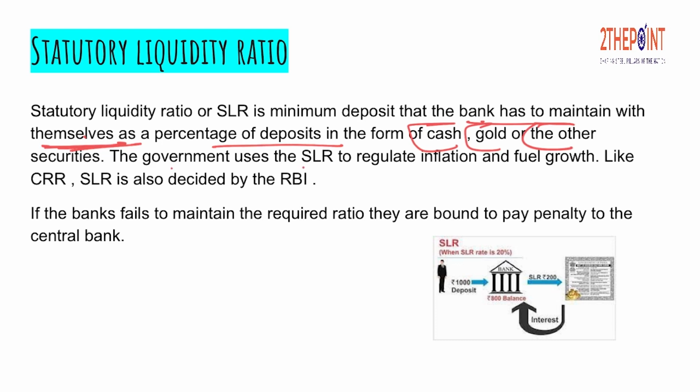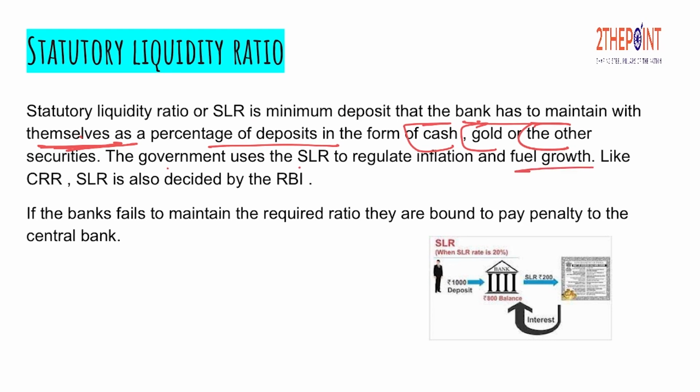The government uses SLR to regulate inflation and fuel growth. Like CRR, SLR is also decided by the RBI. So this is one of the common points, that both of the ratios are decided by RBI. Next is the way CRR is prescribed under the RBI Act, SLR is given under the Banking Regulation Act. So here lies the difference, and the CRR is to be maintained in just cash and equivalents, whereas SLR can be maintained in cash, gold or other securities which are government securities.